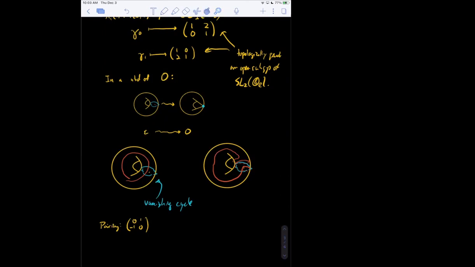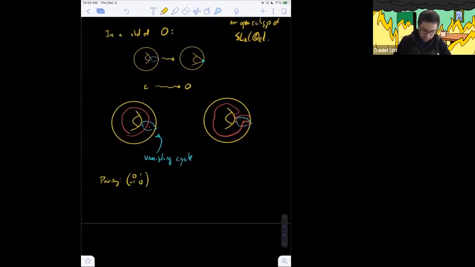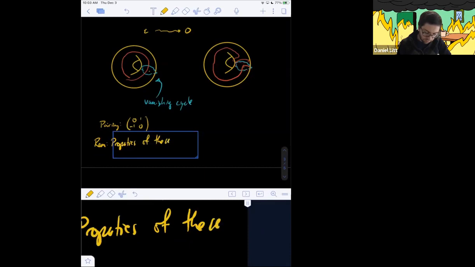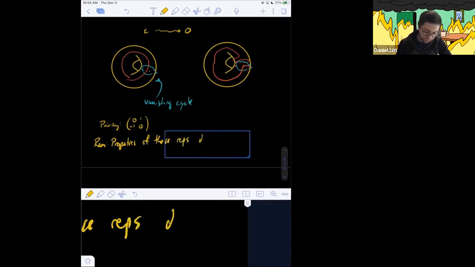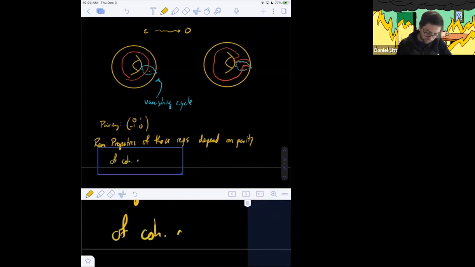Great. So maybe it's worth noting, before I continue, the remark is that the properties of these representations depend a lot on the parity of the cohomological degree. So if you're in an odd cohomological degree, for example you're looking at the middle cohomology of a family of odd dimensional varieties, then this pairing is symplectic.